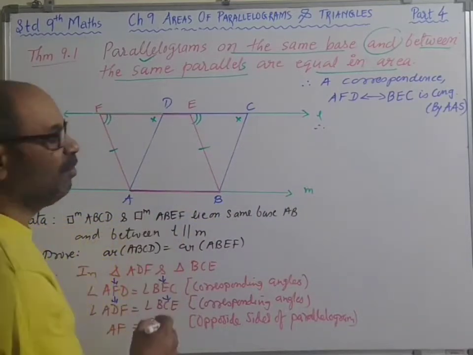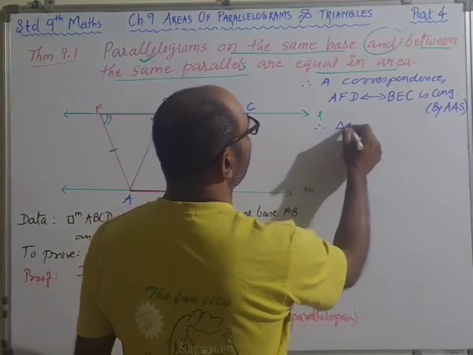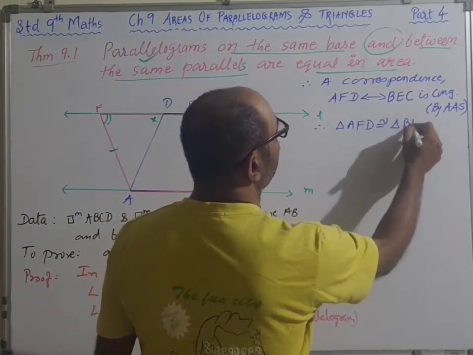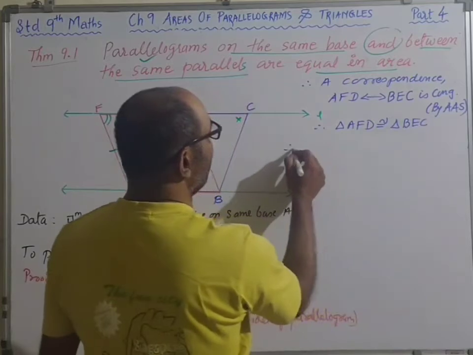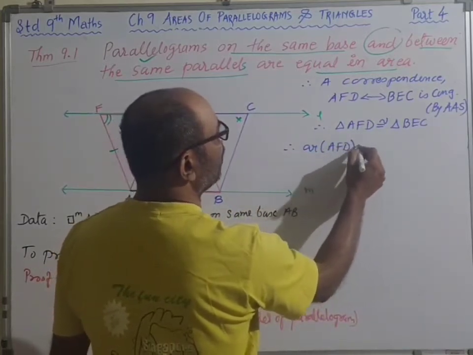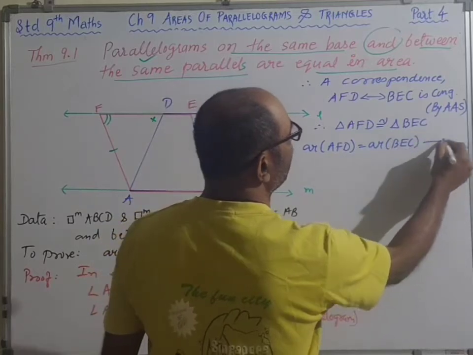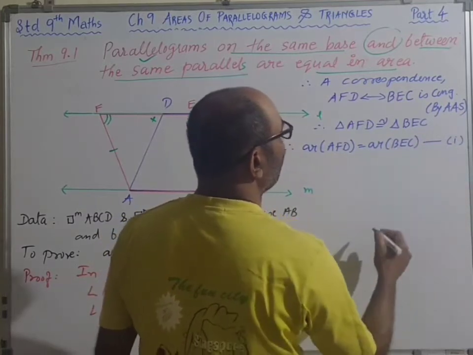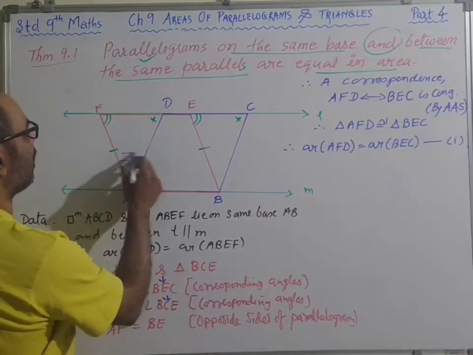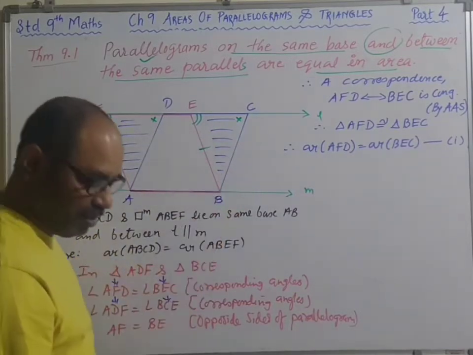Therefore, what you got? Say, children, the triangles are congruent. Triangle AFD is congruent to triangle BEC. Therefore, area of AFD is equal to area of BEC. Result 1. Alright? Okay? So these triangles have equal area. That is what we proved.